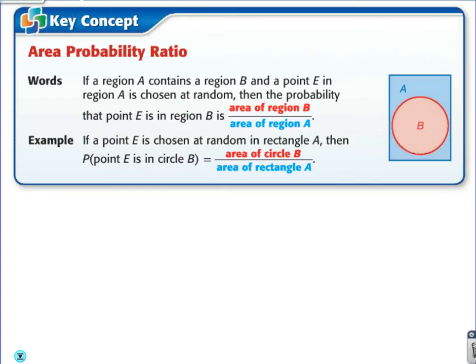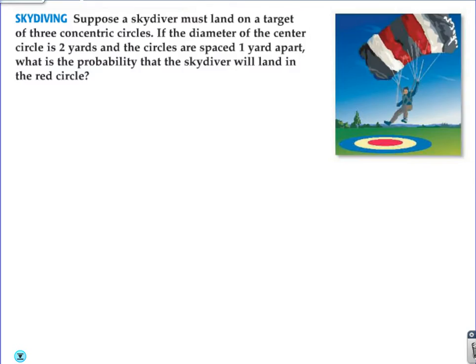Okay? If we want to know that, it says if region A contains a region B inside of it, and a point E is chosen randomly somewhere in this region A, and we want to know what's the probability that it's going to be in B, then we would find the area of region B, how big it is, compared to the total area. Pretty easy. So the probability that it's going to be in B would be the area of B over the entire area. Here's your problem.